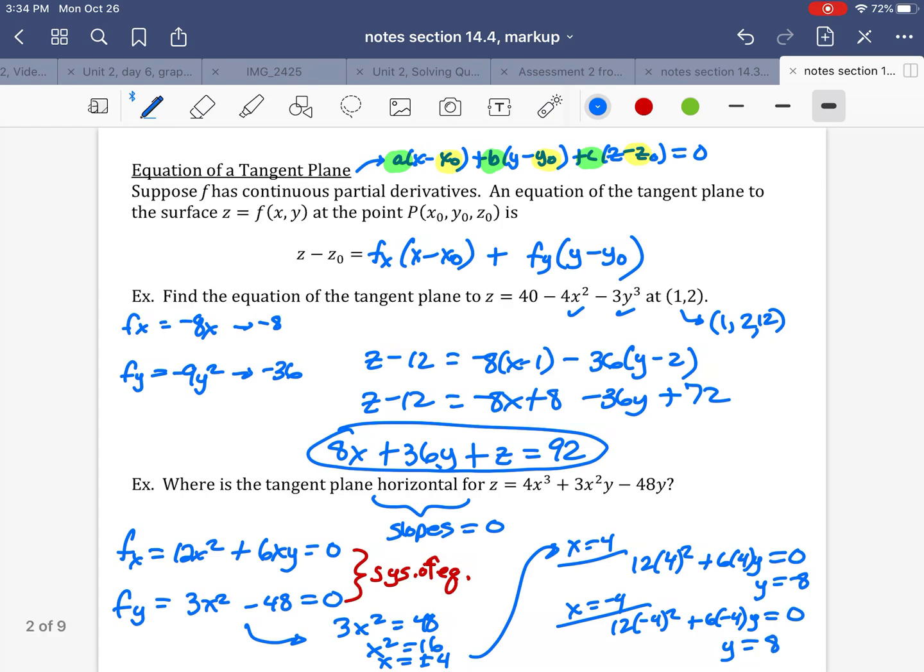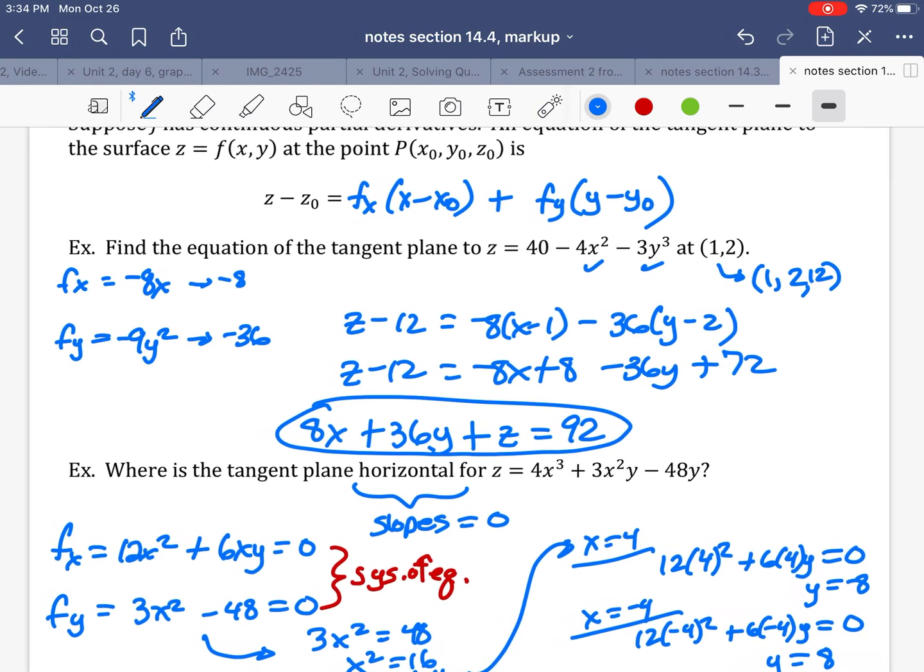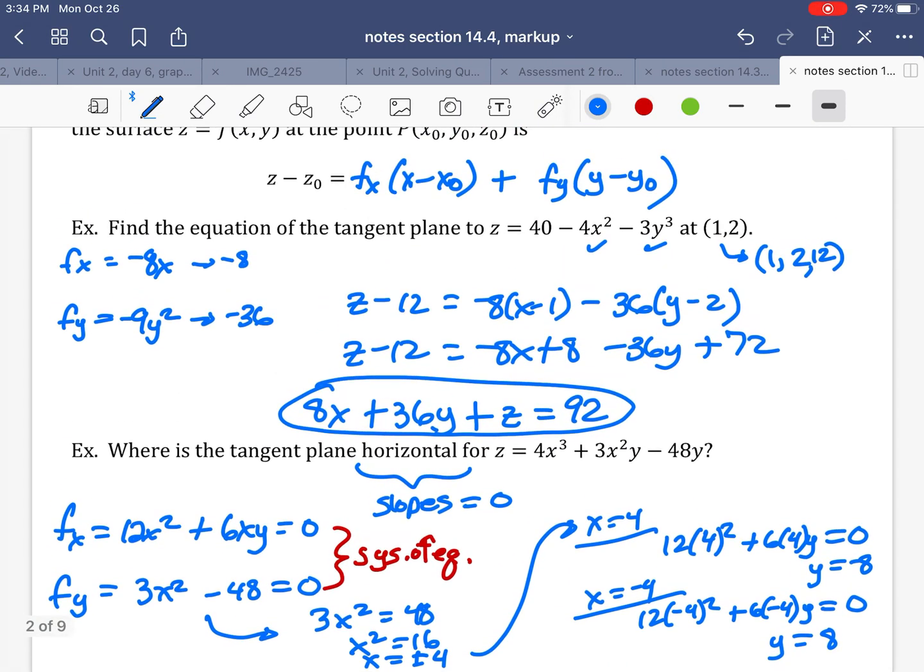So there you have, let me see if I can make this go down. Oh, I can't. Anyway, I would write my points right here. Sorry about that. Where is the tangent plane horizontal? The 2 points where the tangent plane is horizontal are (4, -8) and (-4, 8). These are the 2 points. That is my answer to the question. And if you wanted to find the z value, you would plug it back into the original to get the z value. Okay.